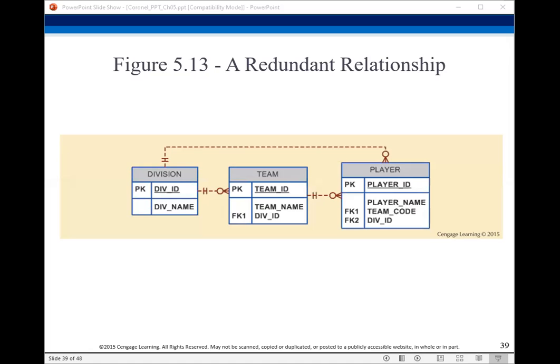So what is the most common design trap? It's a fan trap, and that occurs when you have one entity and two one-to-many relationships coming out of it. And again, that causes some problems.